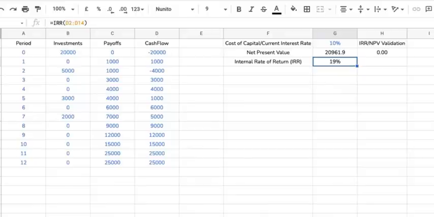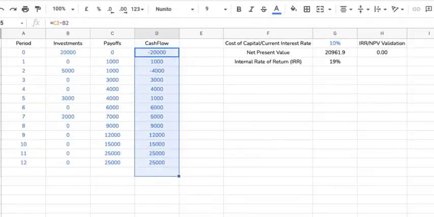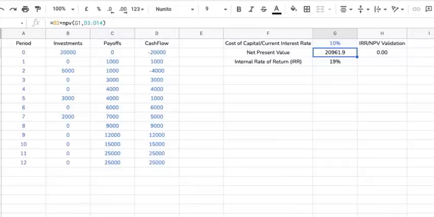IRR will take the stream of cash flows. So select all the cash flows. Now the cash flows are from D2 to D14. Just remember a few things over here. In NPV you selected from D3, but in IRR you have to select from D2, right? Now we also need to validate our NPV calculation and IRR calculation. How will you do that?